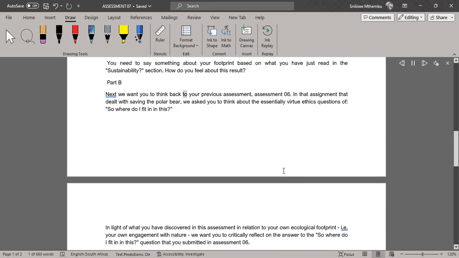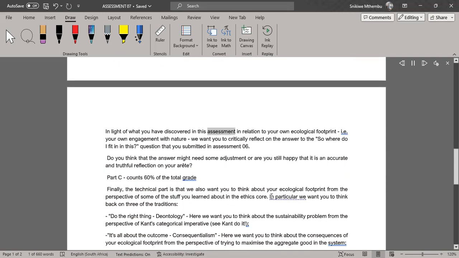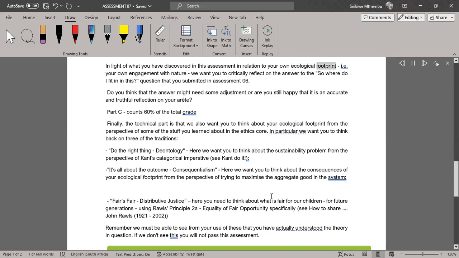Next, we want you to think back to your previous assessment, Assessment 06. In that assignment that dealt with saving the polar bear, we asked you to think about the essentially virtue ethics question of, so where do I fit in this? In light of what you have discovered in this assessment in relation to your own ecological footprint, i.e. your own engagement with nature, we want you to critically reflect on the answer to the so where do I fit in this question that you submitted in Assessment 06. Do you think that the answer might need some adjustment, or are you still happy that it is an accurate and truthful reflection on your narrative?